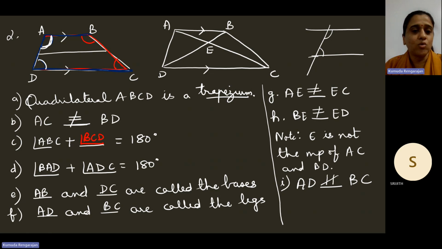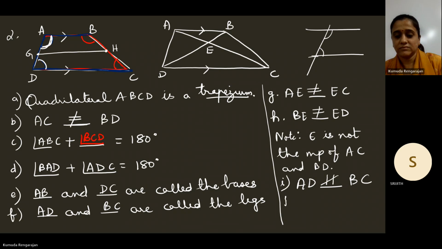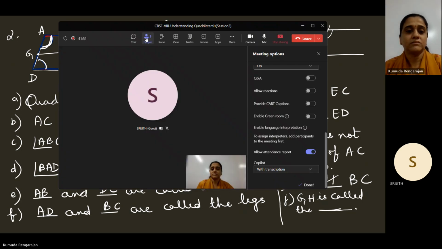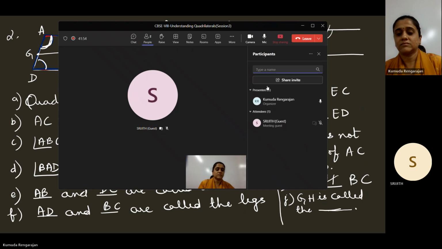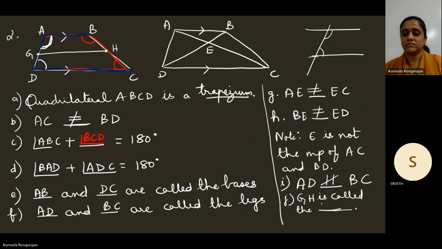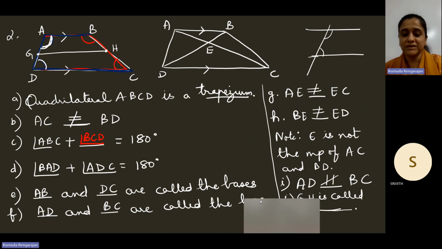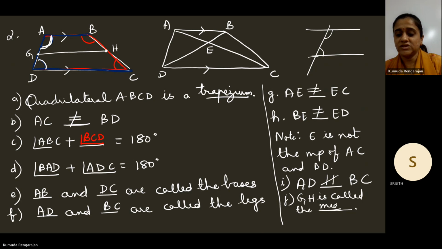Why, Srijit, you're quiet? Are you there? Yeah, GH is called the median.